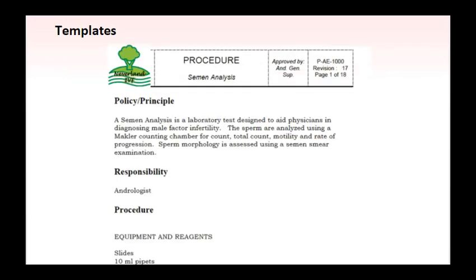Generally, templates are created to identify each type of document, and this template is used throughout the company. The document shown above is a semen analysis procedure and indicates who has control of the document and the revision number.